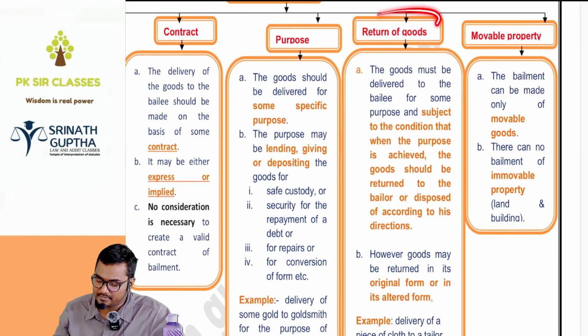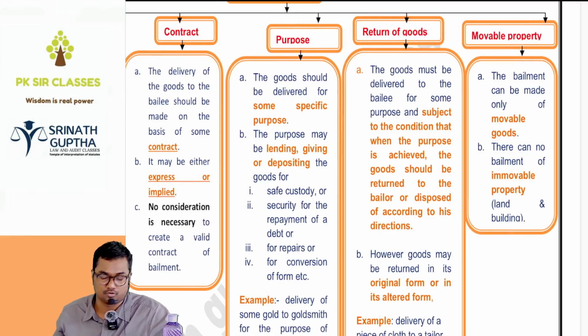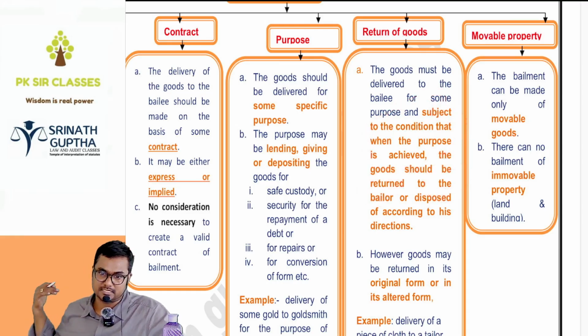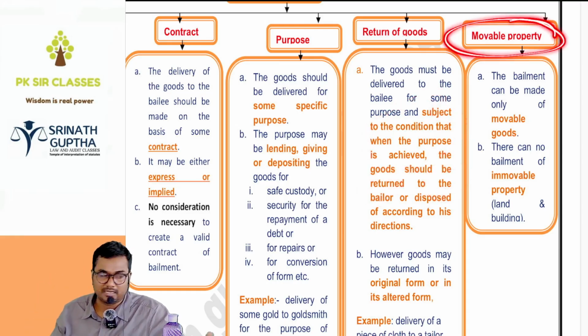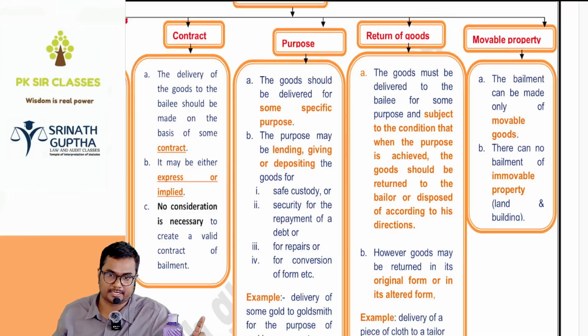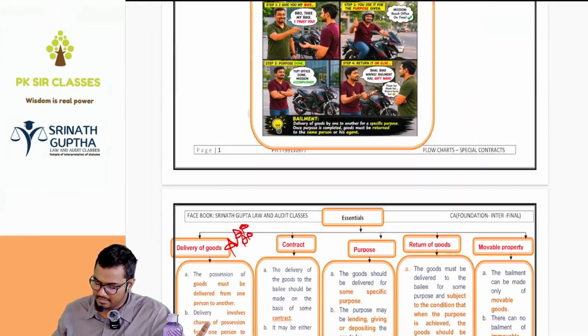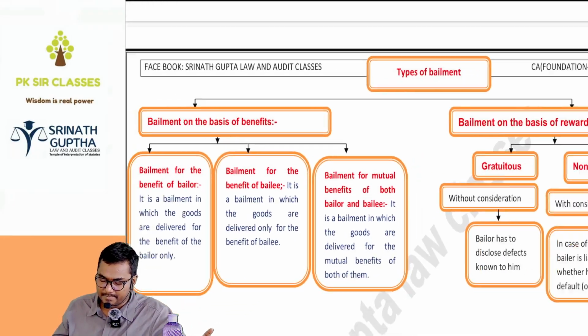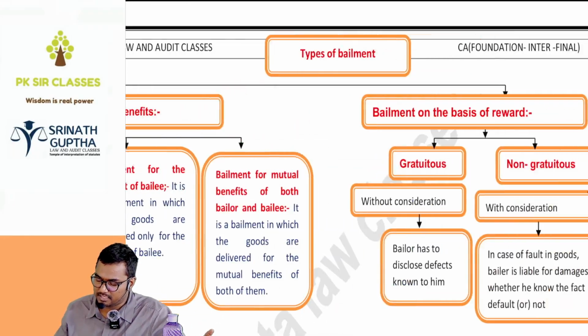And there must be return of the goods. Once the purpose is achieved, goods must be returned in the same manner or the altered manner to the same person or as per his instructions. And bailment is applicable only to movable goods. It is not applicable to immovable property. So we know what is bailment, essentials of bailment and types of bailment. Two types basically, based on the benefits and based on the reward.